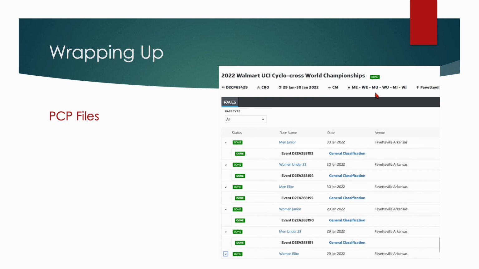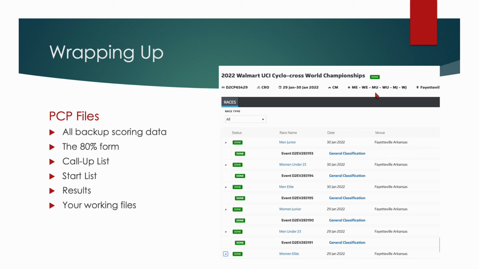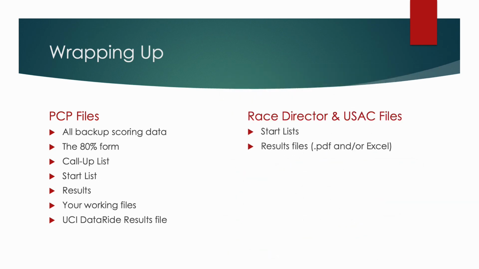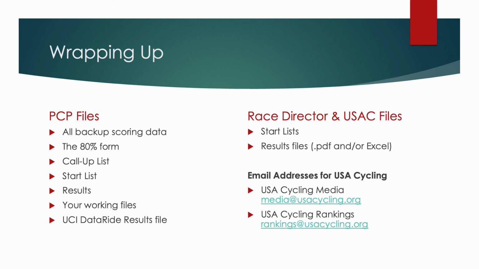Ensure your data files have uploaded correctly and that they are listed as done on the Data Ride event page. The Secretary gathers all the documentation for the PCP. They may need to refer to these documents if an upload didn't work right or if there's a dispute or disqualification after the event. The Race Director will also need files either for uploading results to USA Cycling or for posting results on their website. These can be emailed. Email addresses for USA Cycling include media and rankings.